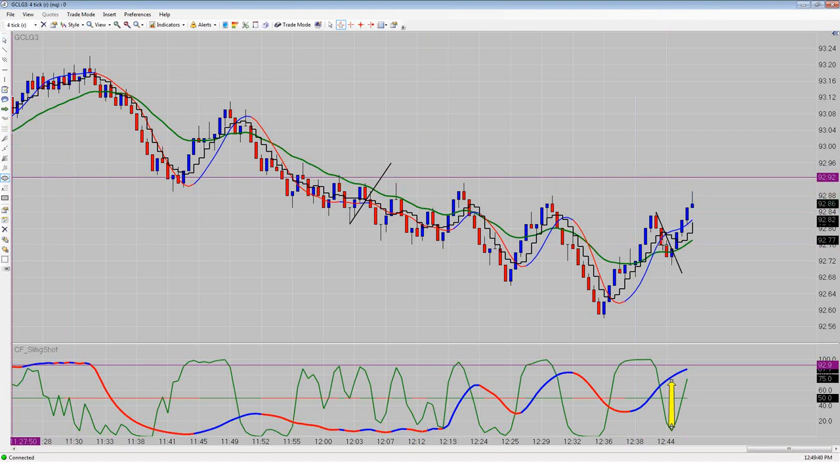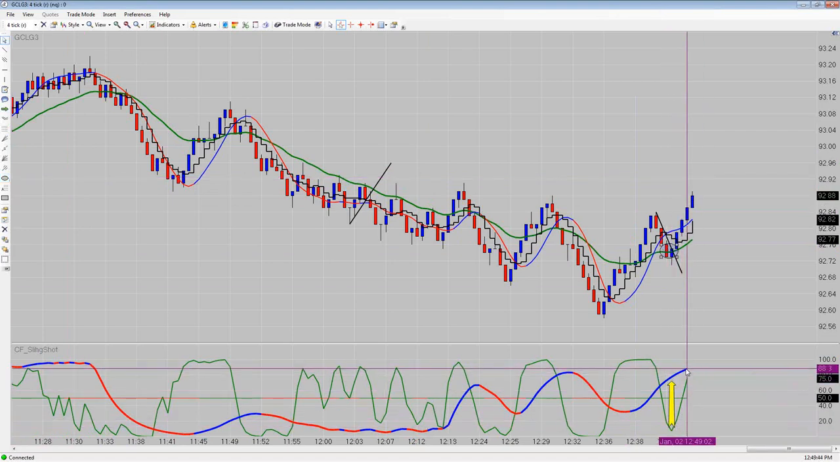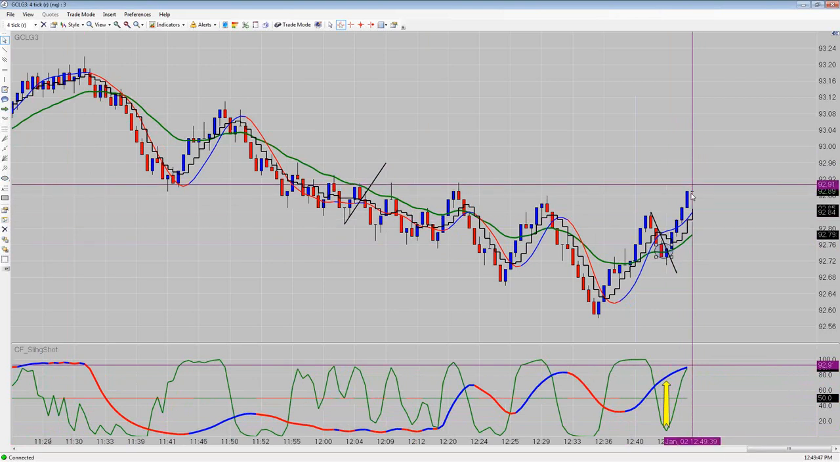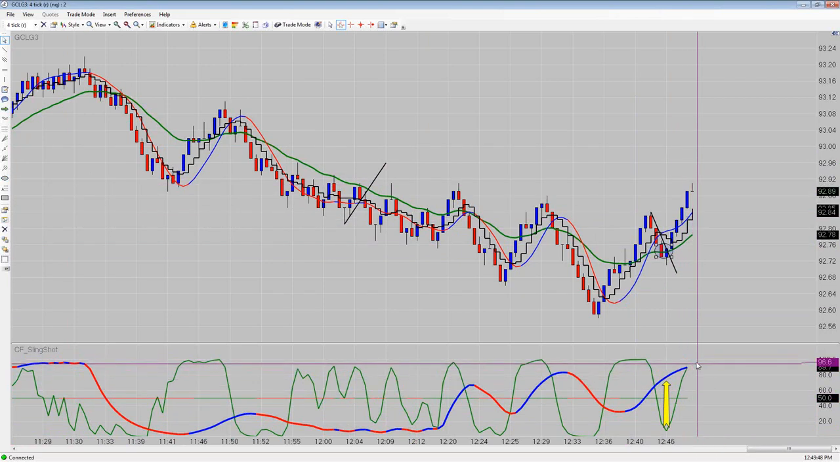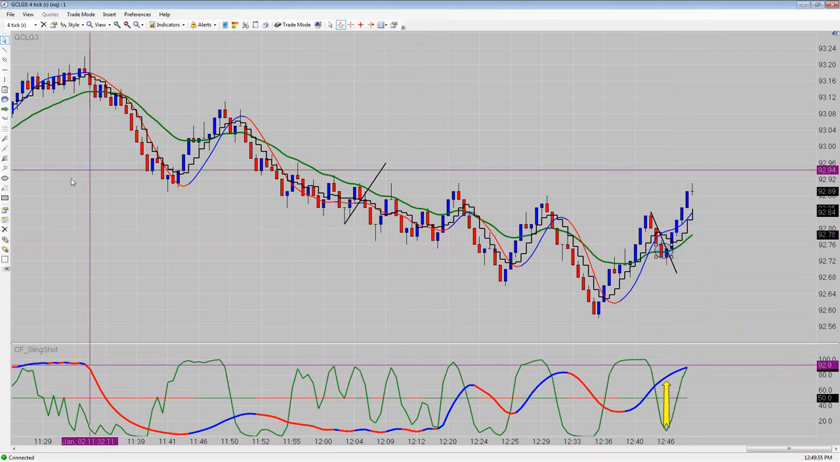Now what you anticipate happening when you have divergence like this is for the green line to work its way up into the cycle. Price action is going to make that happen. And that's what's just happened right here. So I would have said, okay, you can get long right here, or if you want to wait, you get long on a close above the trend line.